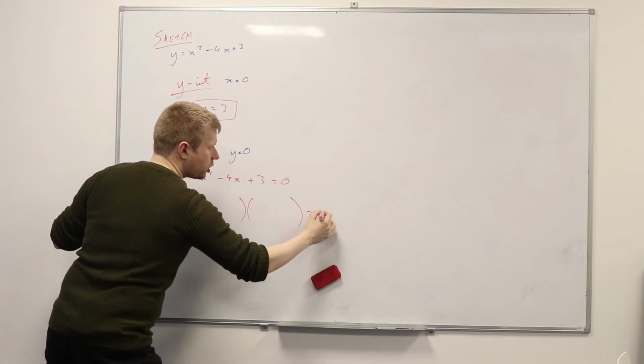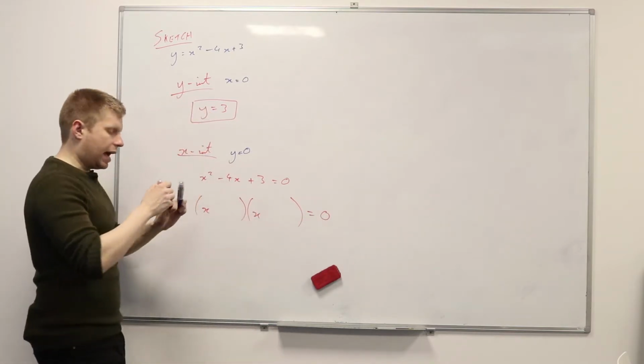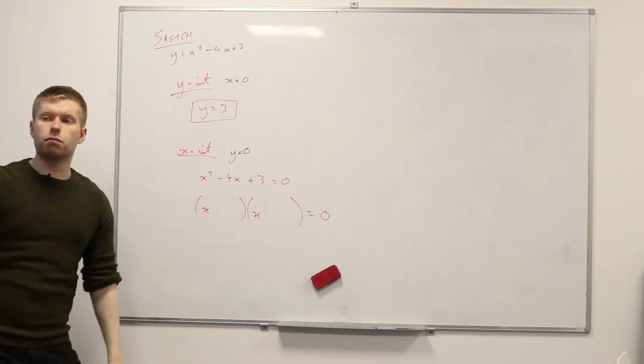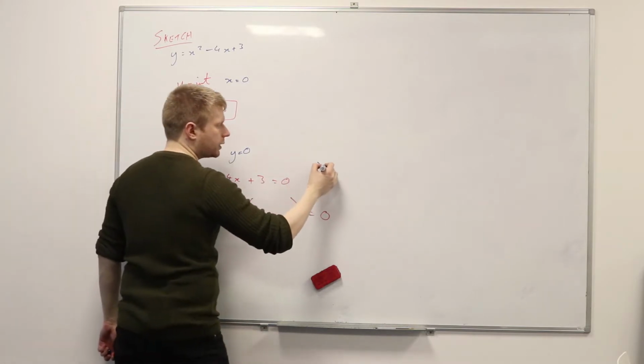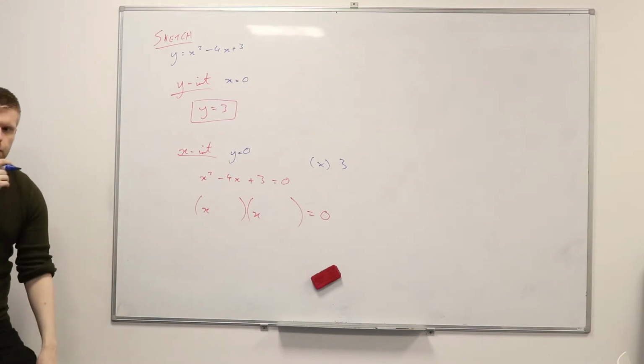What has to go at the start of each of these brackets? X, perfect. Now, what 2 numbers am I looking for, here and here? What do they have to multiply together to make? So they have to multiply together to make 3. Yeah, well done. Good. What do they have to add together to make?